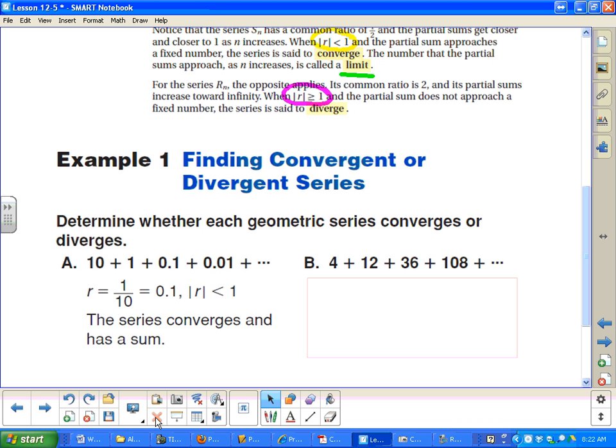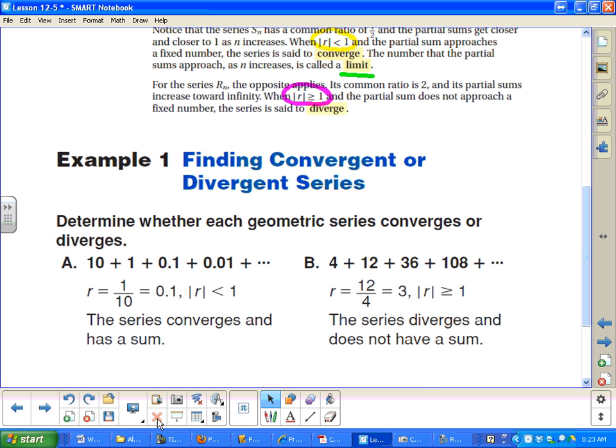Letter B. Take 12, divide by 4, and we get what? 3. And since 3 is greater than 1, it diverges, so it does not have a sum.